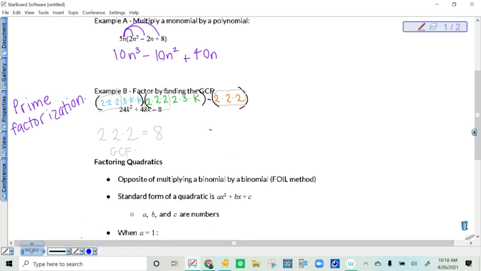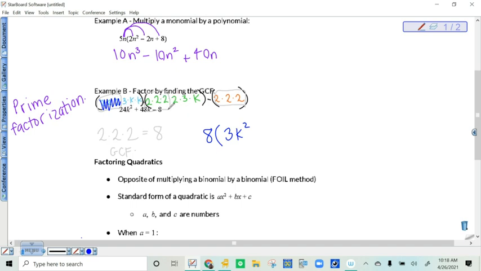Okay. And like I said, that 8 kind of hangs out in front, just like this 5n was here, right? And then I open the parentheses. And if this 8 left that term, if I took out all three of those twos, what's left? 3k squared. And that makes sense because 8 times 3k squared would give me 24k squared.